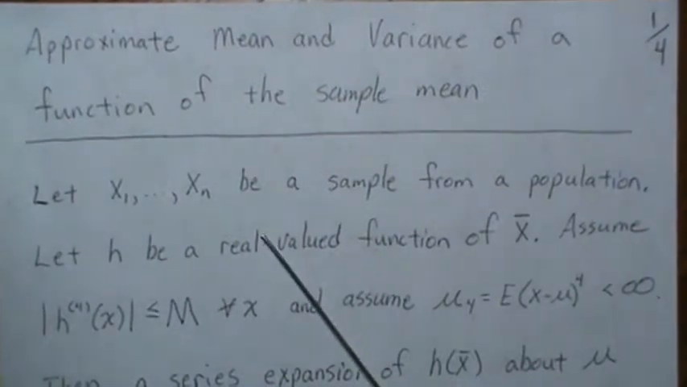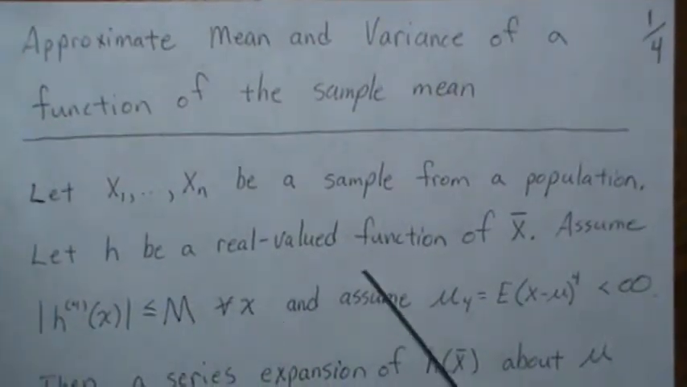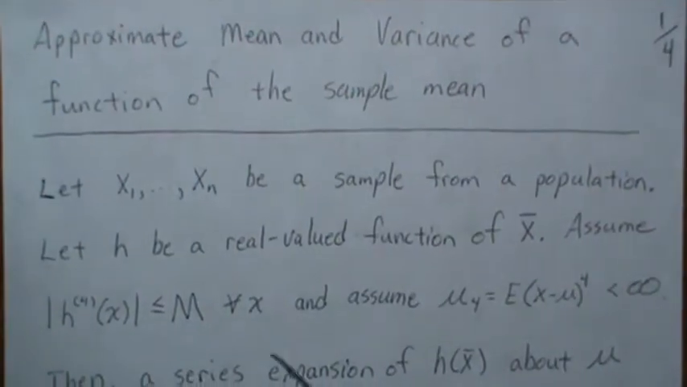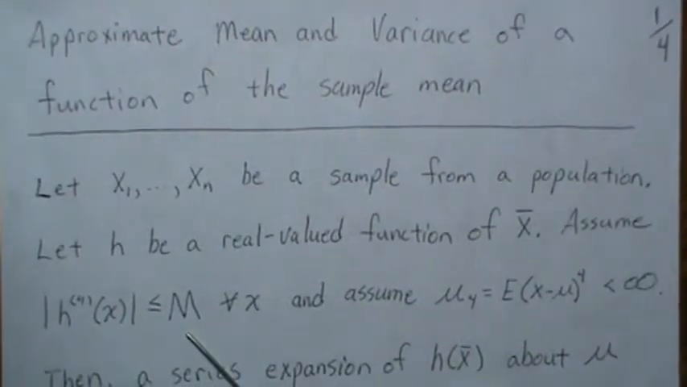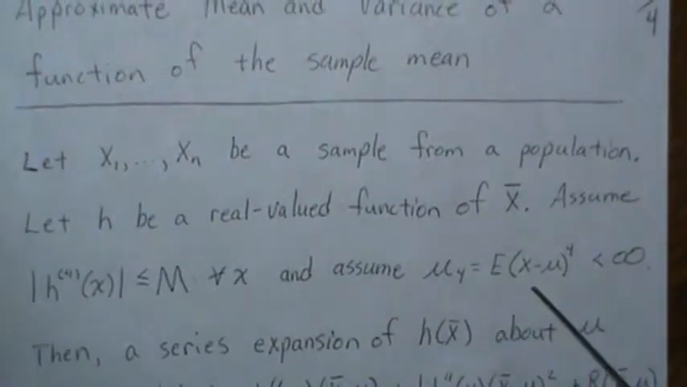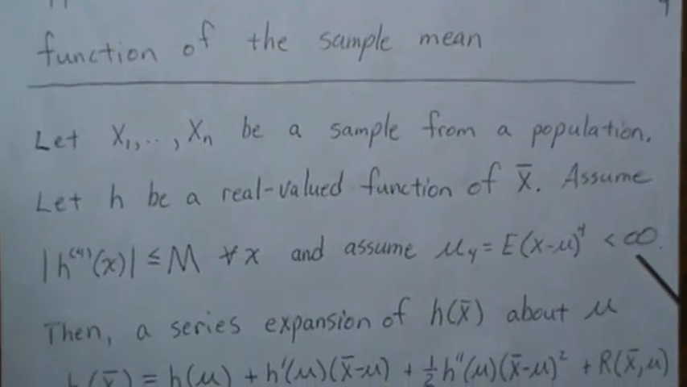So let's let x1 through xn be a sample from a population. Let's let h be a real valued function of x bar, our sample mean. Let's assume that the absolute value of the fourth derivative is bounded, and this is for all x. And let's assume that the fourth central moment is also finite.